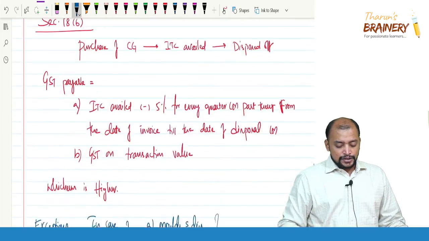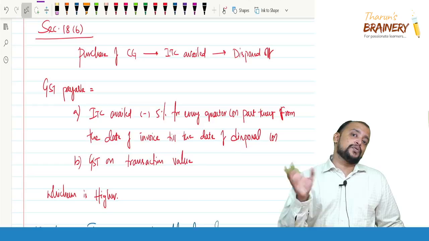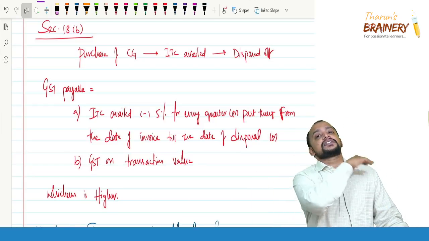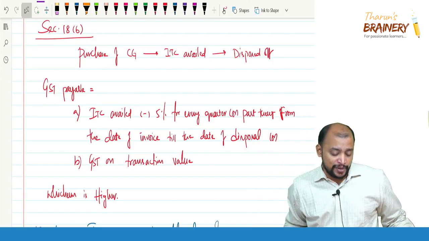What is that? So in case of 18 subsection 6, I purchased some capital goods on which ITC is availed, now it is disposed of. What if ITC not availed? Then this 18 subsection 6 is not at all applicable. Normal transaction value we will take, on that we will pay GST.